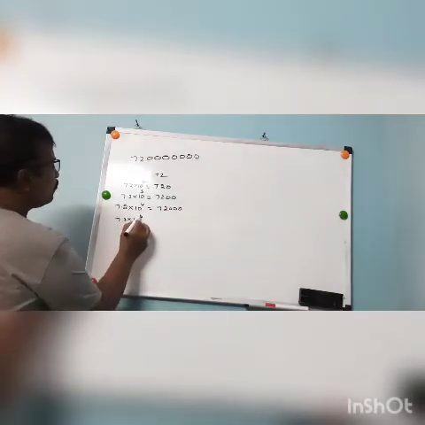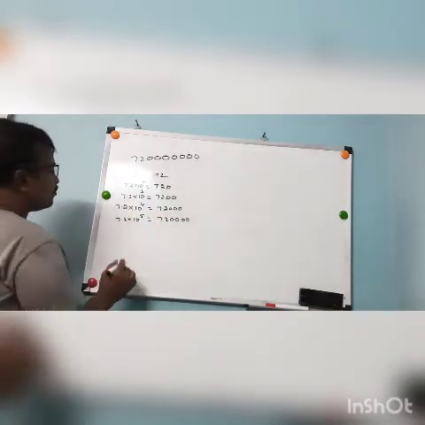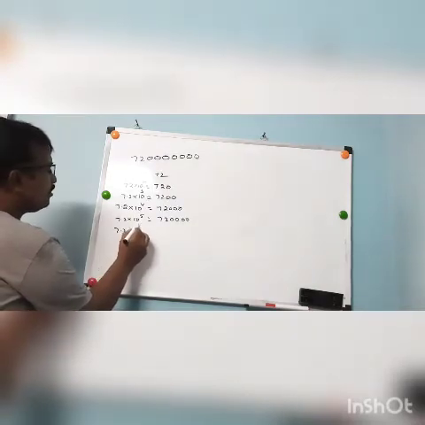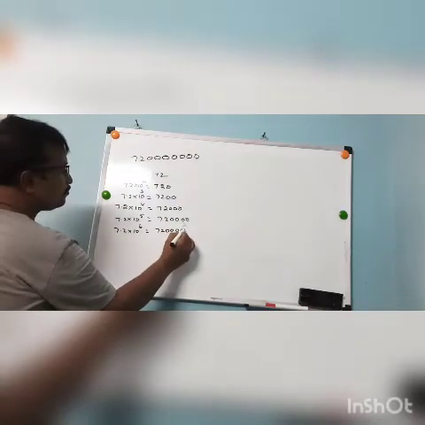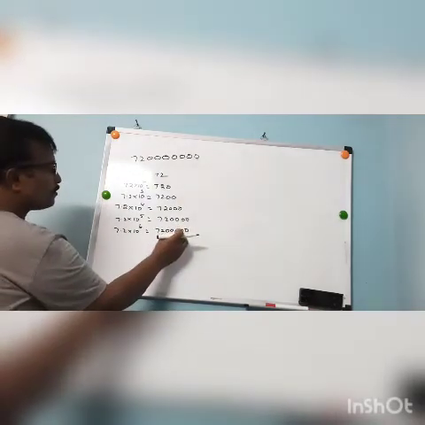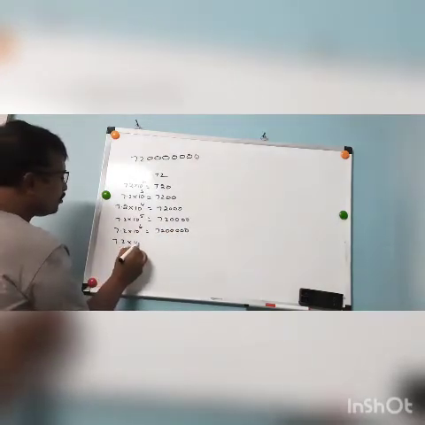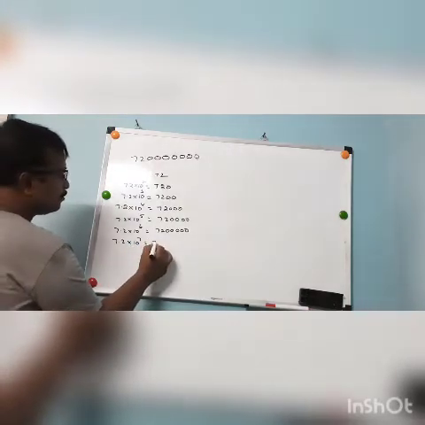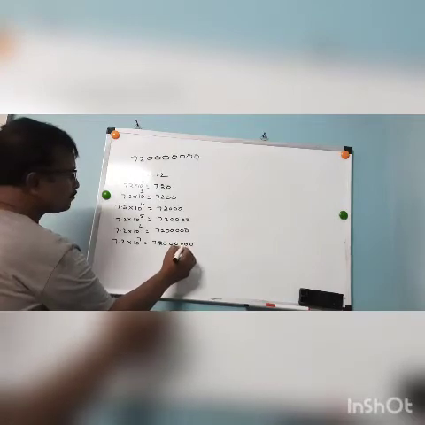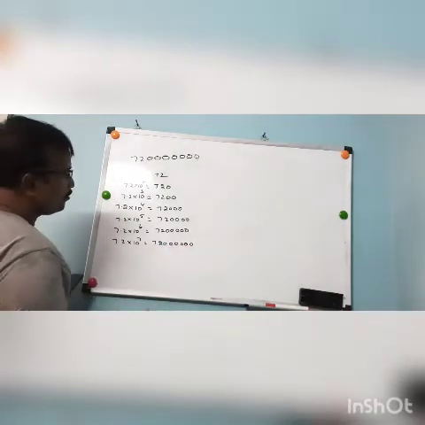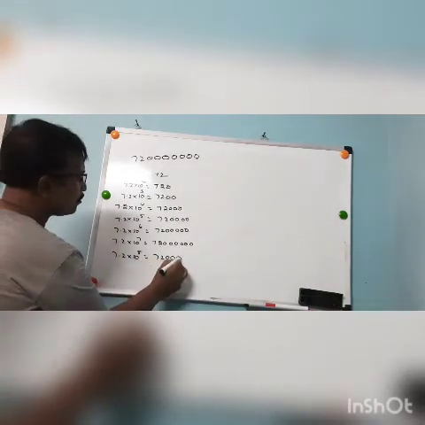7.2 into 10 power 5 is equal to 7,20,000. 7.2 into 10 power 6 is equal to 72 lakhs. Ones, tens, hundreds, thousands, 10,000s, lakhs, 10 lakhs. 7.2 into 10 power 7 is equal to 7 crore 20,000. 7.2 into 10 power 8 is equal to 72 crores.